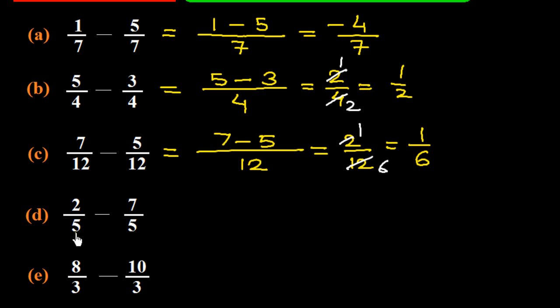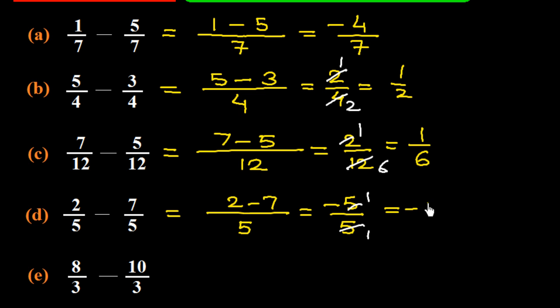Now in question D you see the denominator is 5, which is same in both the fractions. We have to subtract this, we take 5 common and 2 minus 7, which is minus 5 over 5. We simplify this, 5 1 time, 5 1 time, so we get minus 1. In question E, you see in the denominator there is 3, which is same in both the fractions. So we write 3 common in the denominator and 8 minus 10, which is minus 2 over 3.